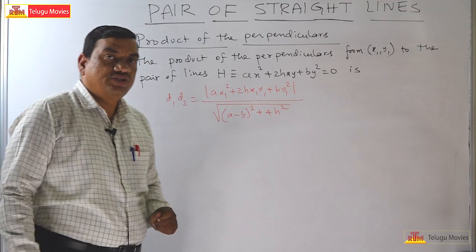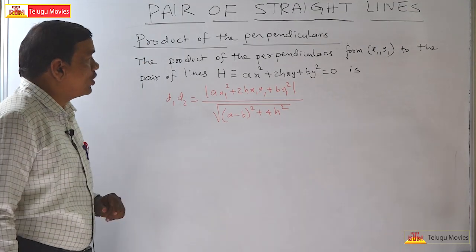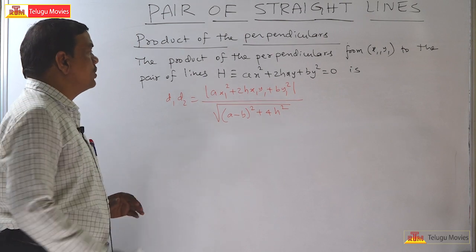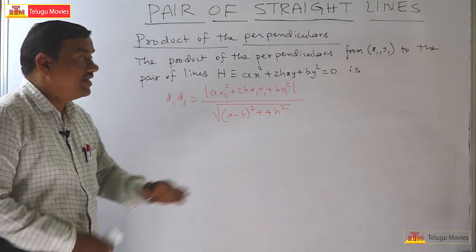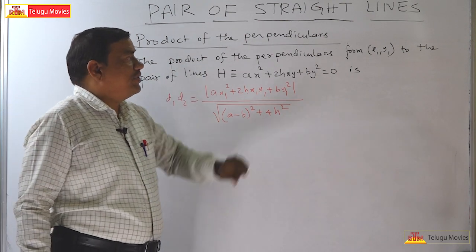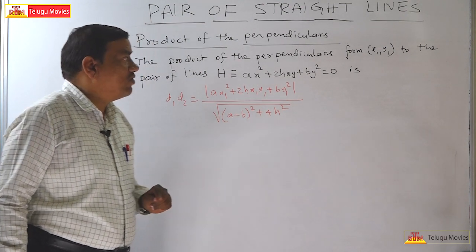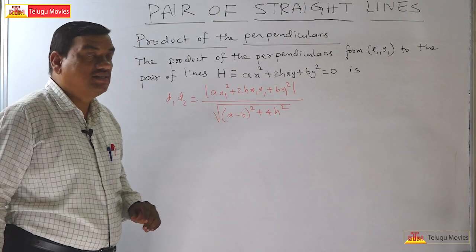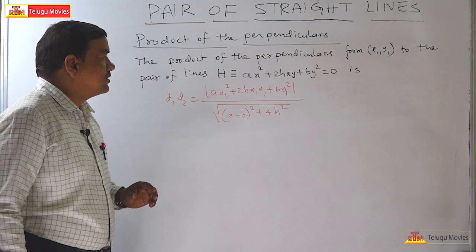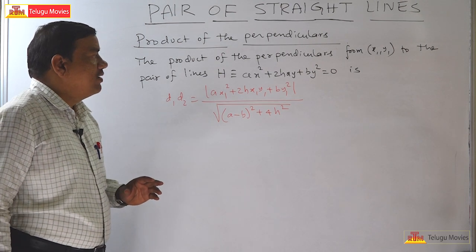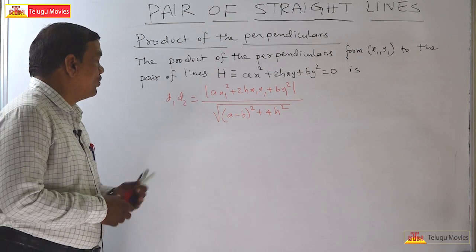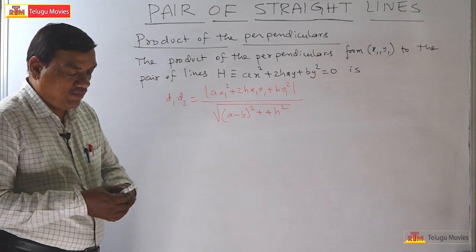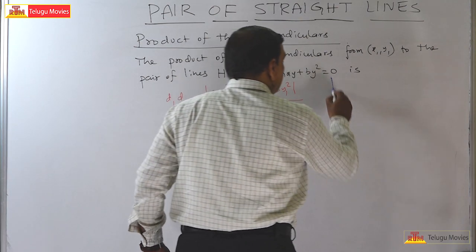Welcome to this concept. Here it is the product of the perpendiculars. What does the product of the perpendiculars mean here? The product of the perpendiculars from x1 comma y1 to the pair of lines ax square plus 2hxy plus by square is equal to 0 is d1 times d2. Let us see this here.